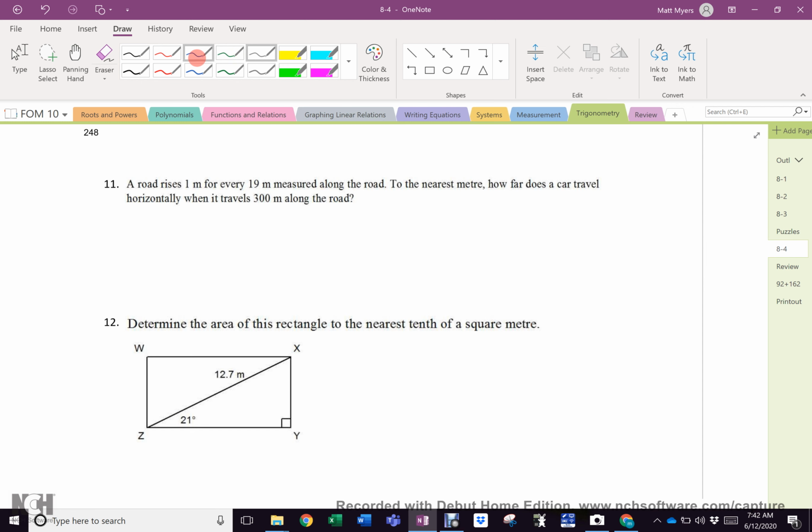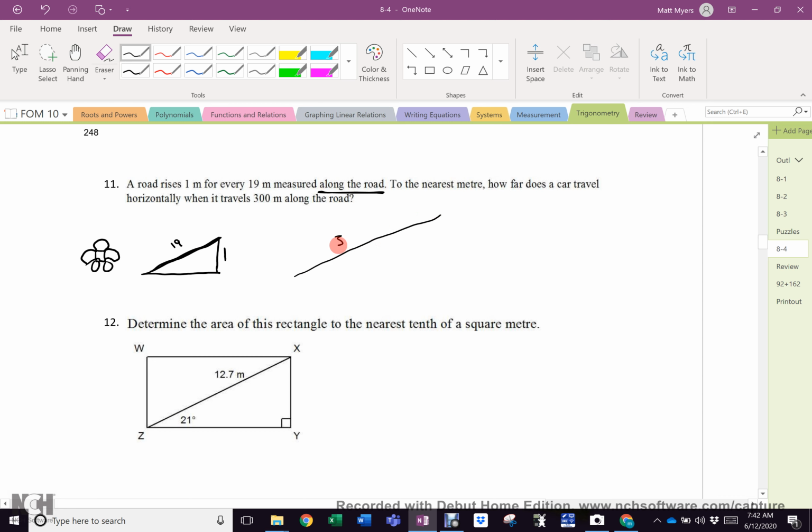This is a tricky question. A road rises 1 meter for every 19 meters measured along the road. So there's the road, it's going up. If I go 19 meters on the road, here's my car. If I drive up the road 19 meters, I rise 1 meter. So how far does the car travel horizontally when it travels 300 meters along the road?